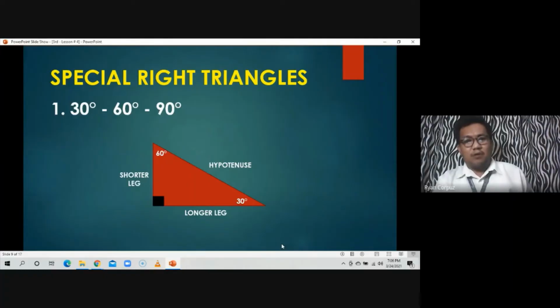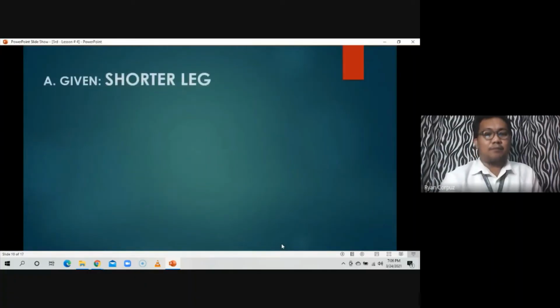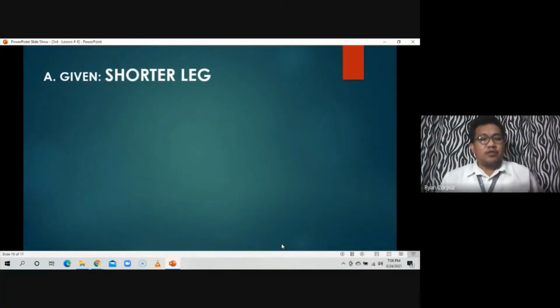So, paano sinasabi natin na isang measure lang ng side, malalaman na agad natin yung measure of the other two sides as long as we know that it is a special right triangle na katulad ng 30, 60, 90 degrees. Let's take for example, given the shorter leg, kapag ang given mo ay shorter leg, dito you have to come up with the measure of the two angles para malaman mo na 30, 60, and 90 degrees yun.